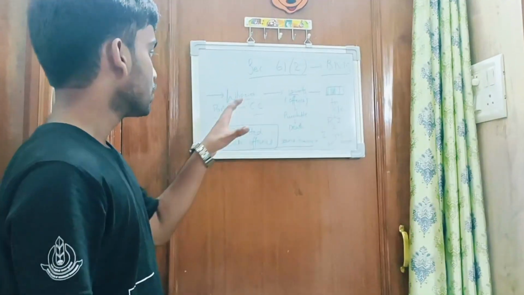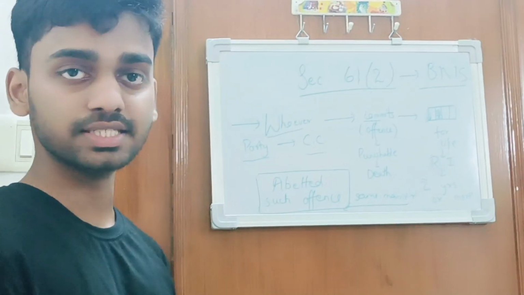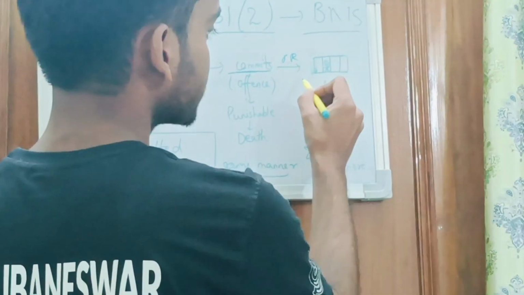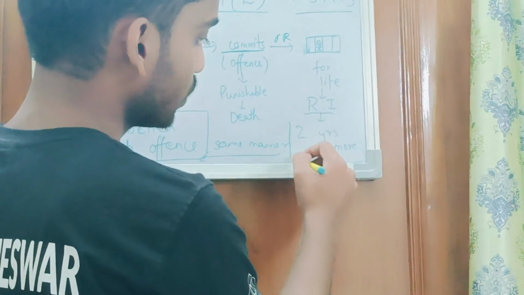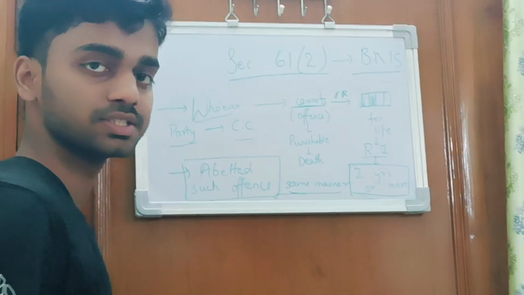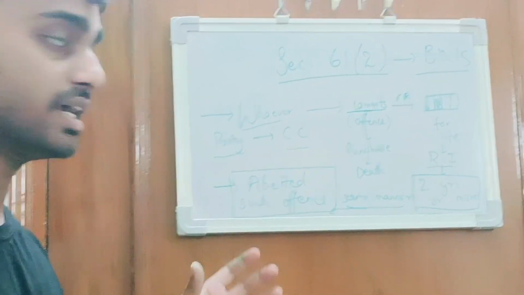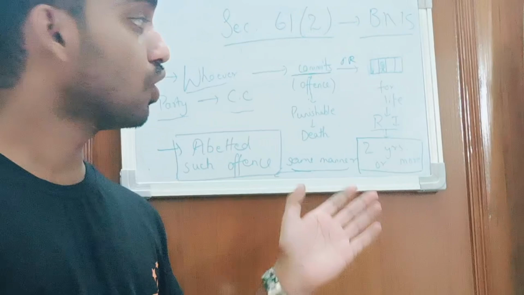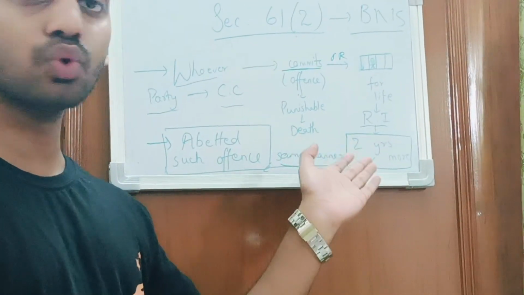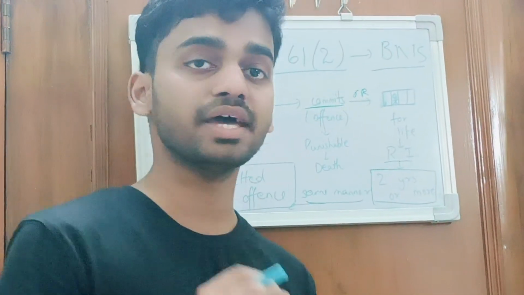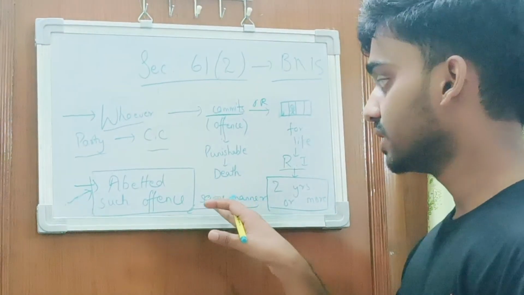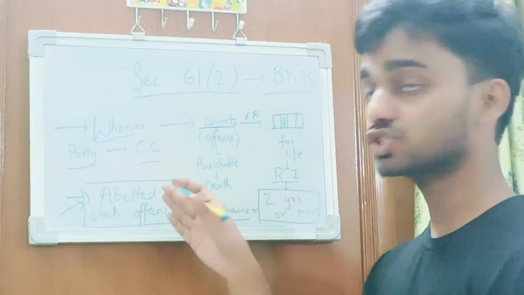The first part says that whoever is a party to the offense of criminal conspiracy and commits an offense which is punishable with death or imprisonment for life or rigorous imprisonment for 2 years or more, shall be punished in the same manner as if he has abetted such offense. In simple words, the punishment should be the same as for the offense of abetment.